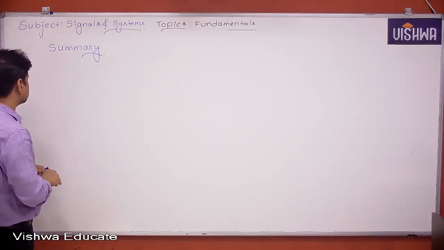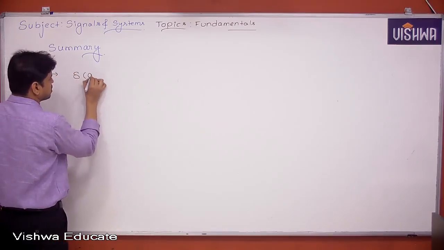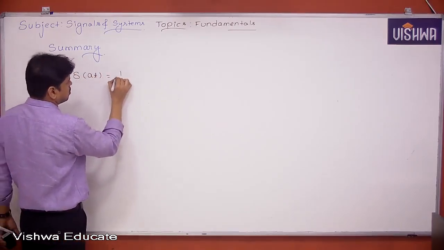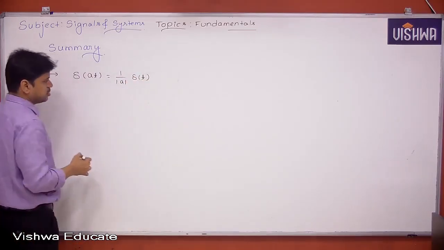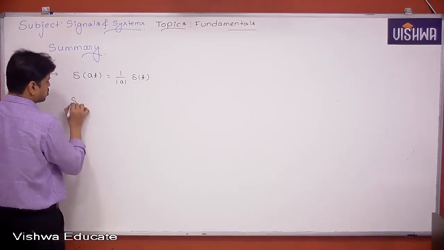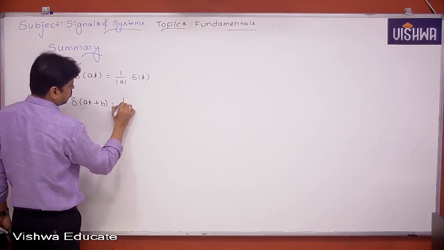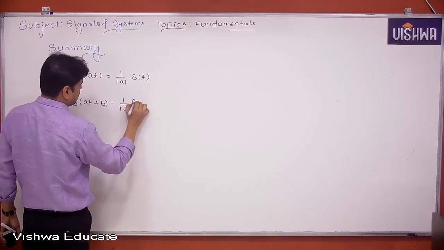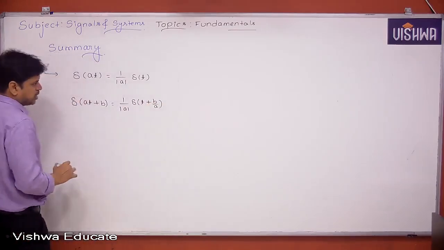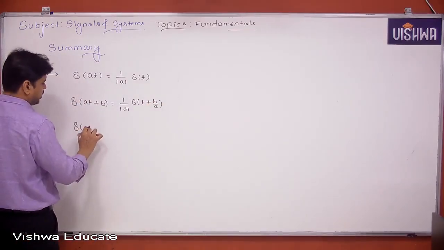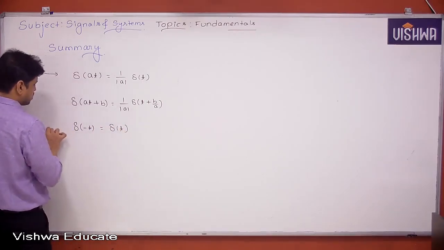First one, very important: delta of A t is equal to 1 by mod A delta t. I am not writing any property name here, I am just giving you this. Suppose it is delta of A t plus B, which is 1 by mod A delta of t plus B by A. Delta of minus t is delta t. That is an even function.